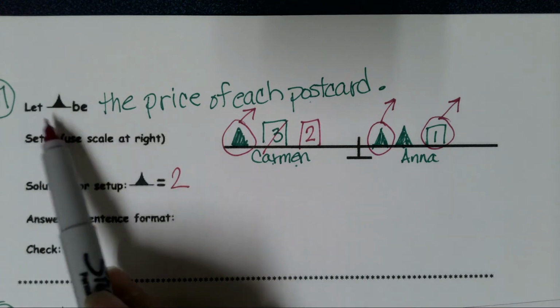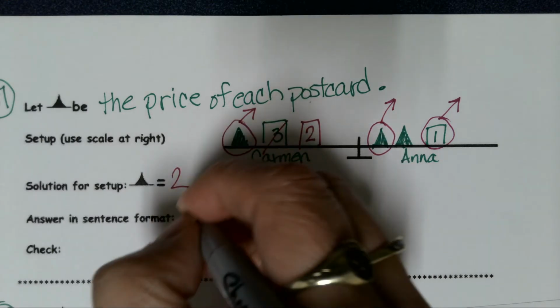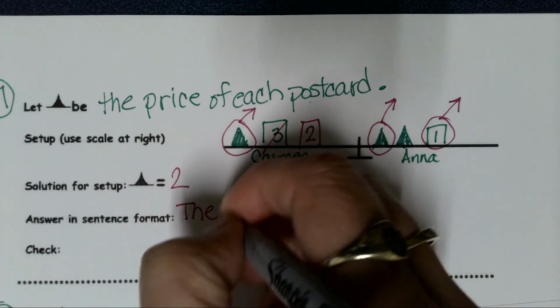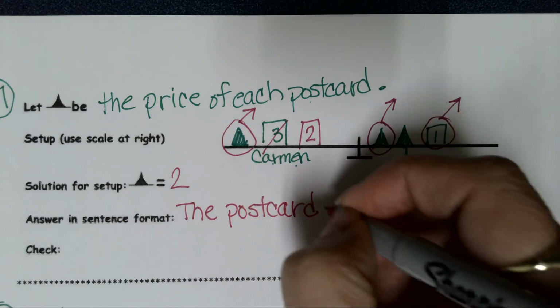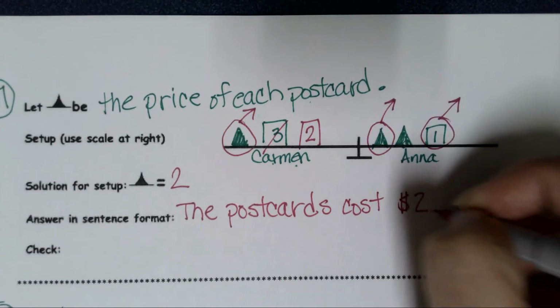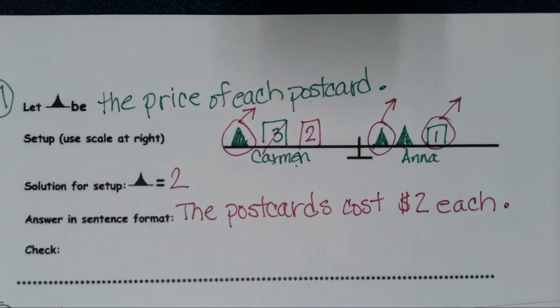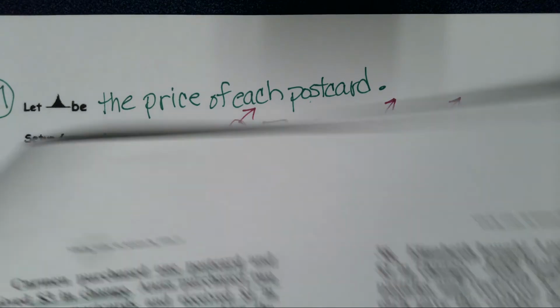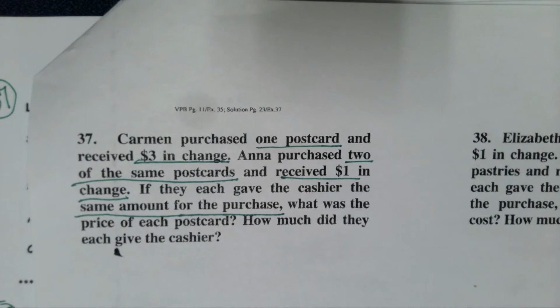We said that pawn was the price of each postcard, and our question said if they gave the cashier the same amount for the purchase, what was the price of each postcard? So first we're going to say the postcards cost $2 each. Well, that doesn't answer everything because we also have the question, how much did they each give the cashier?